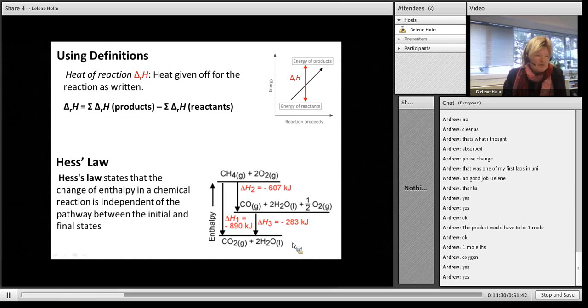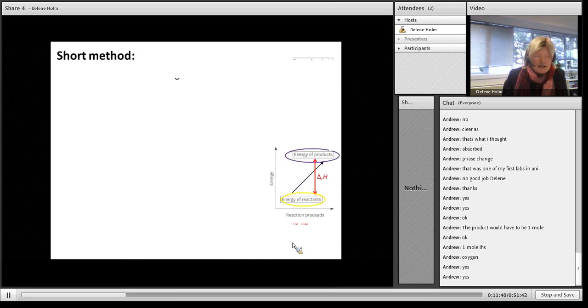Or if you didn't say I want to burn diamonds, but you wanted to find out how much energy would be involved, you could work it out using little steps. Okay, now there's 2 ways we can use Hess's law. It depends on the question which one you choose to use.